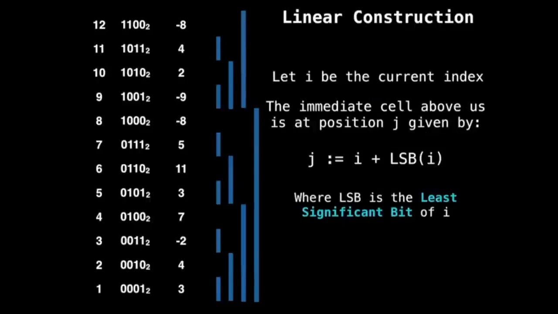So let's see how this works. Oh, one more thing before that. If the current position is position I, then the immediate cell above us, which is responsible for us, so our parent, let's say that is J. And J is given by I plus the least significant bit of I.